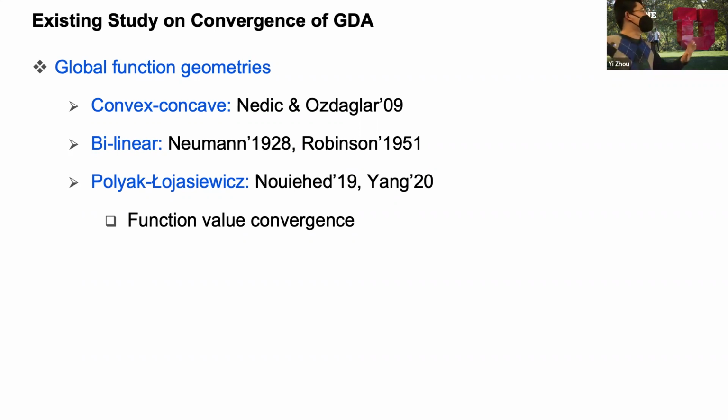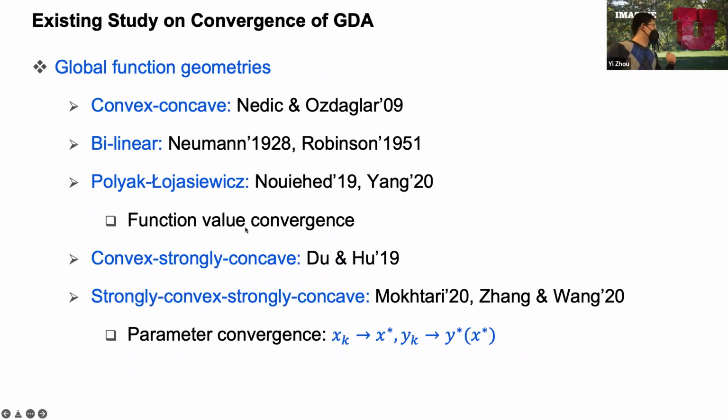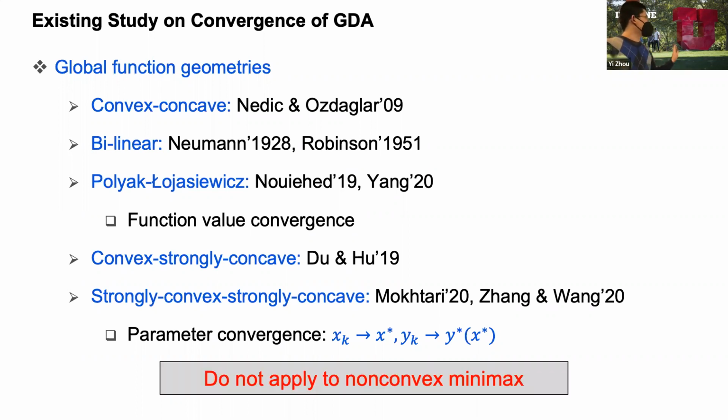So under this global function geometries, it has been shown that this GDA algorithm, very simple algorithm, converges, its function value converges to the optimal value. And moreover, under even stronger conditions, like convex, strongly concave conditions, or even strongly convex and strongly concave conditions, we can establish the convergence of the model parameters. However, all these conditions are global geometries that are not necessarily satisfied in the non-convex minimax machine learning.